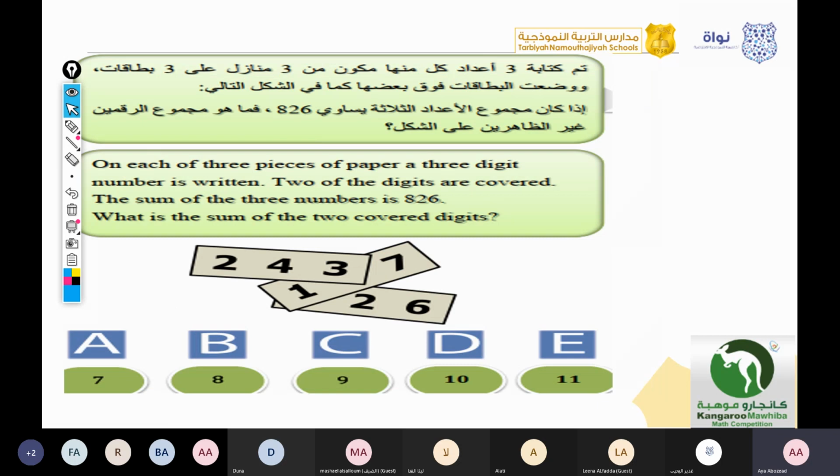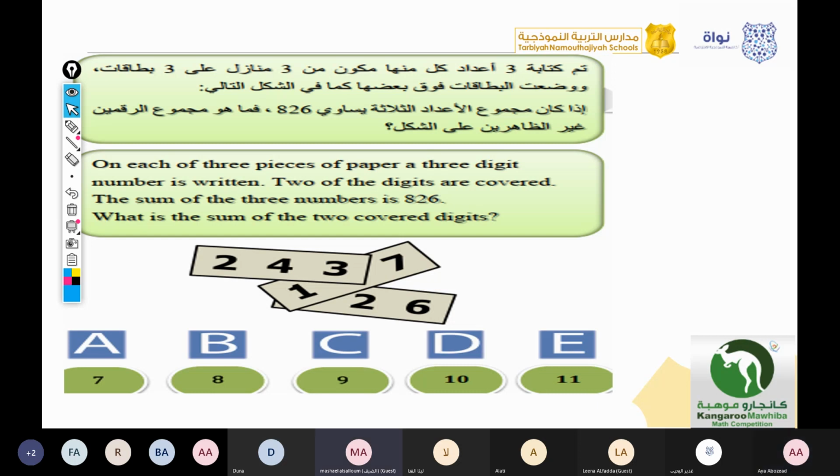Try to read the question, and after that we will solve. Okay. Yes. Okay, let's read the question. I read it. Yeah. Let's read.